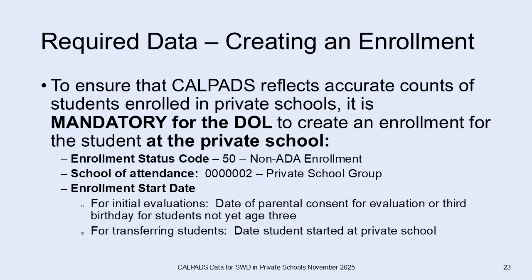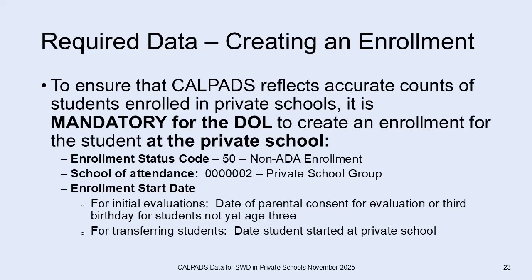The cleaner your data are and the more aligned to this guidance that your data are, it will be much easier for you to pull the data out. So the district of location is the only district that should create an enrollment for a student attending a private school within that district's boundaries. A district of residence should not submit a private school enrollment, unless that district of residence also happens to be the district of location.